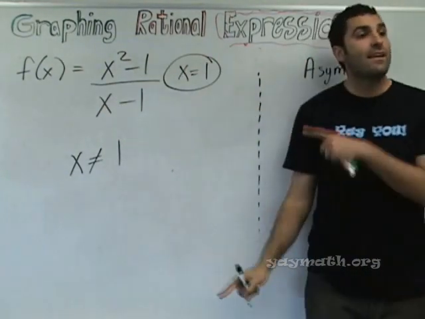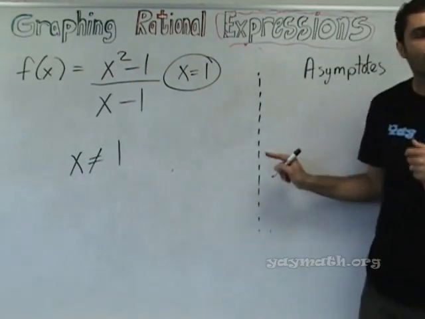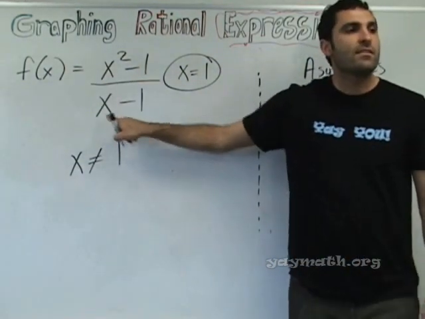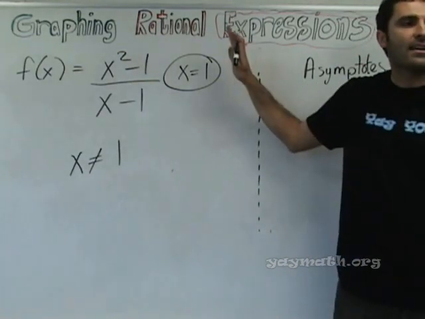Why? Because the graph can never touch x equals 1, because x is not allowed to be 1. So the graph will never touch this vertical line at x equals 1.